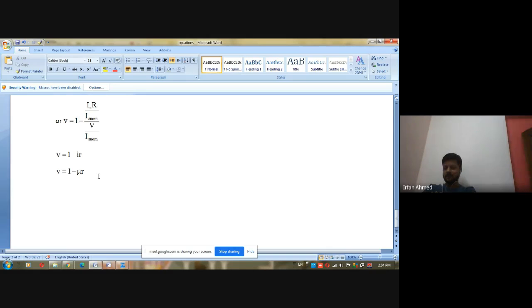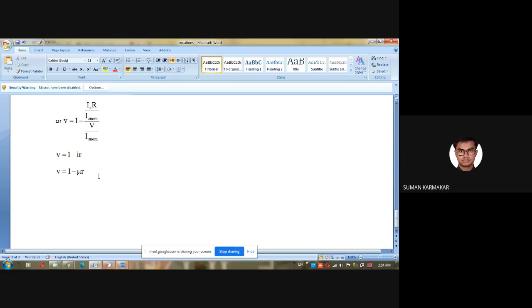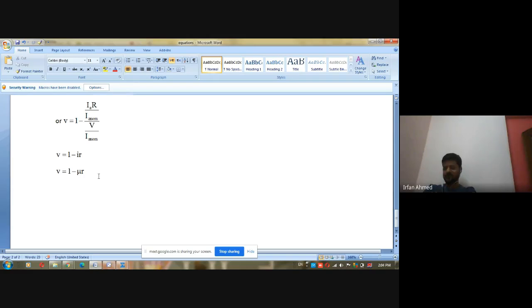What is IR and what is mu R? So relative drop in speed. Correct. That is the right answer. That is the speed drop in per unit.